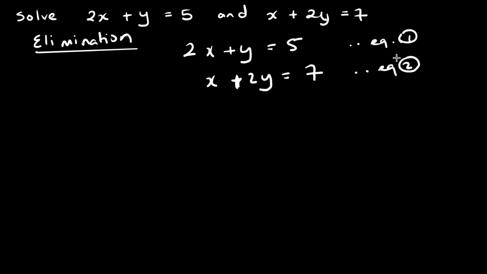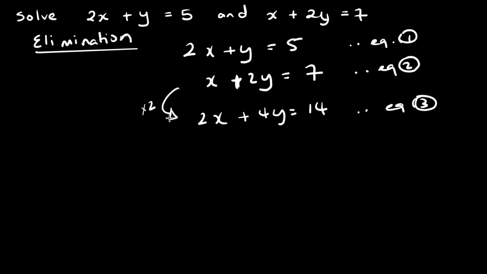Now, if I'm going to eliminate, I'm going to need the coefficients to be the same. So in this instance, I can multiply my second equation by 2, and that would give me 2x plus 4y is equal to 14. I'll call that equation 3. I don't really have to do anything to equation 1. That can stay, because it already has 2x.